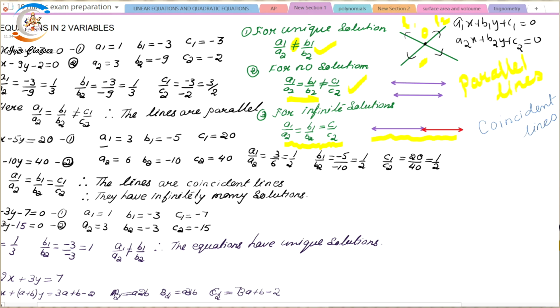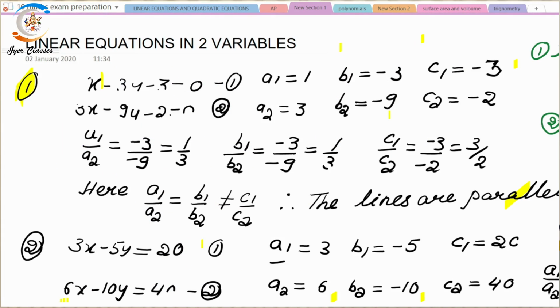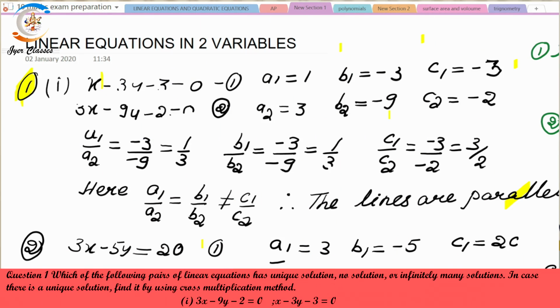Okay. So in this exercise, we are first going to check whether the solution exists, and if it exists, we will find it by the method of cross multiplication. So let us move on to the very first question. In the first question we have the first subpart: x minus 3y minus 3 is equal to 0. This is my first equation, and the second equation is 3x minus 2y minus 2 is equal to 0.